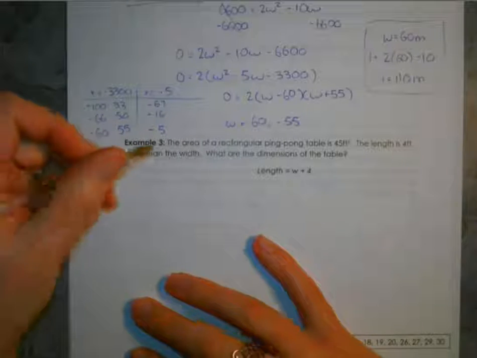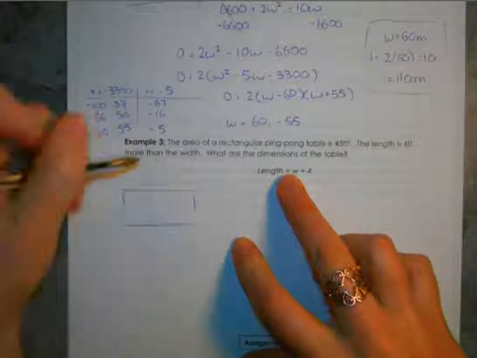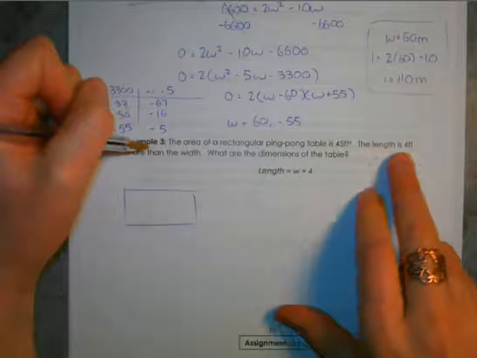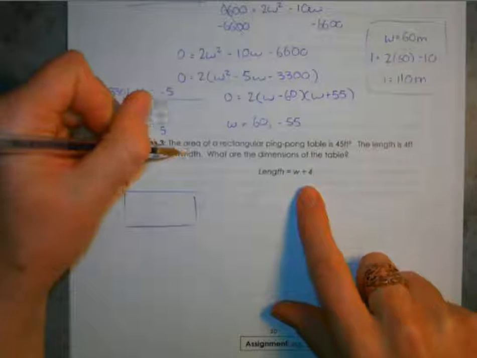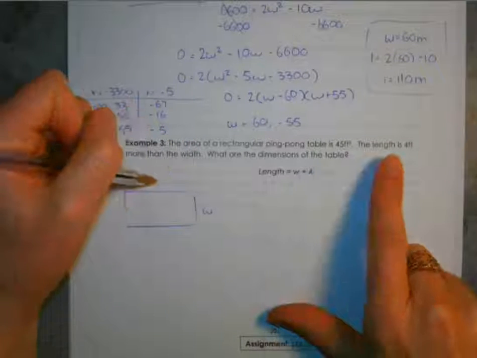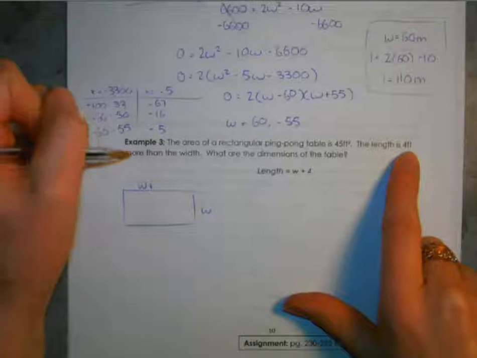So in this one it says the area of a rectangular ping pong table is 45 feet squared. The length is 4 feet more than the width, and we want to know what the dimensions of the table are. So again, we have a rectangular table, pretty nice and easy, and we know that the area is 45 feet squared. The length is 4 feet more than the width. So again, the width is our baseline, the one where we just have a single variable. The length is the width plus, right, because it's 4 feet more than.